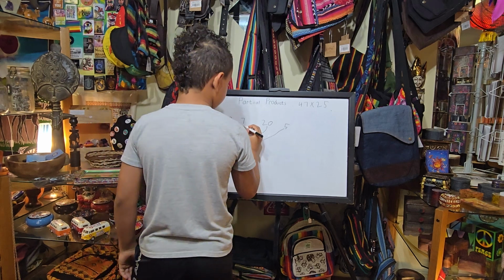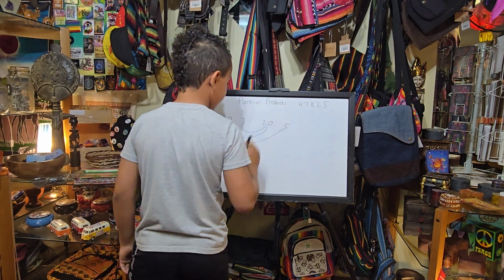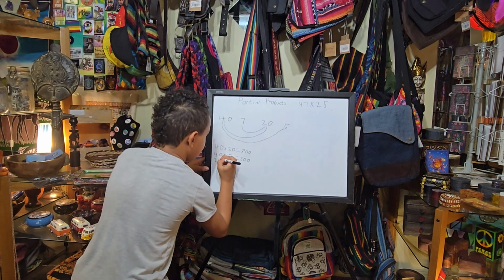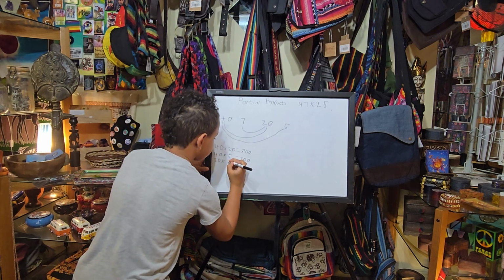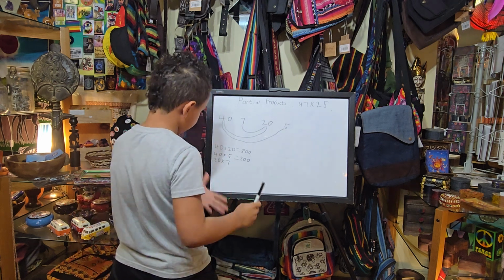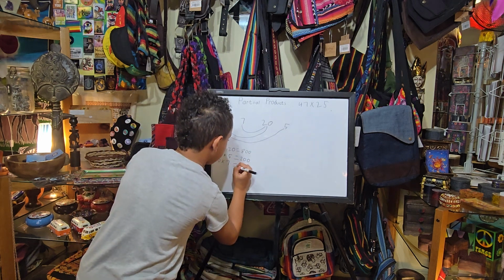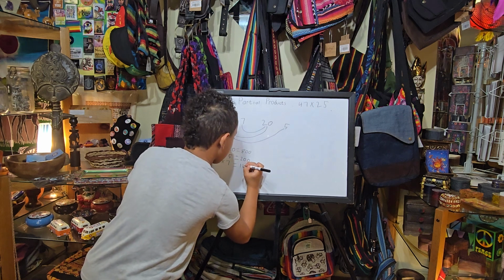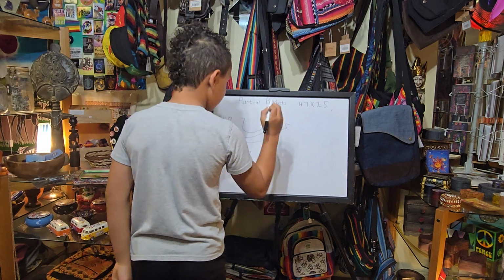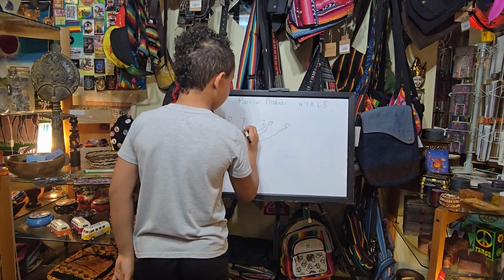Now we're going to do 7 times 20. 20 times 7. Okay? And 20 times 7 is equal to 7 times 2 is 14, and add 0. So we have 140. Right.